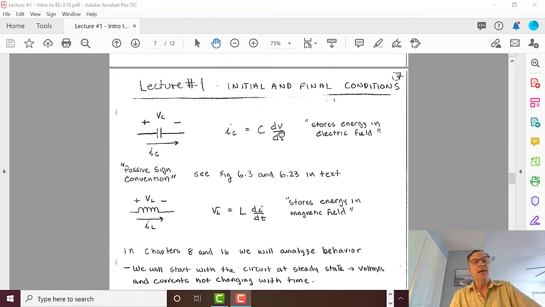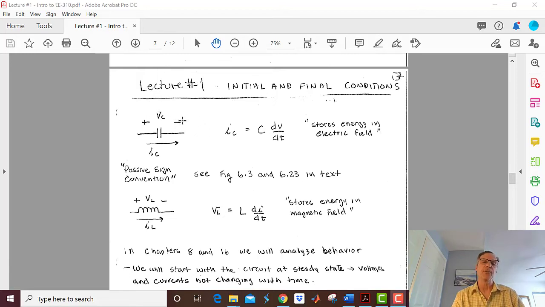We'll start off chapter 8 by looking at a capacitor. And in this capacitor, you can see that I have a plus here, a minus here, and those are VC, and then I have a current. And what we're looking at is what's called the passive sign convention, which is described really nicely in the book. And what this tells me is, it doesn't tell me what the voltage actually is across the capacitor. What it tells me is just how I define the voltage across the capacitor.